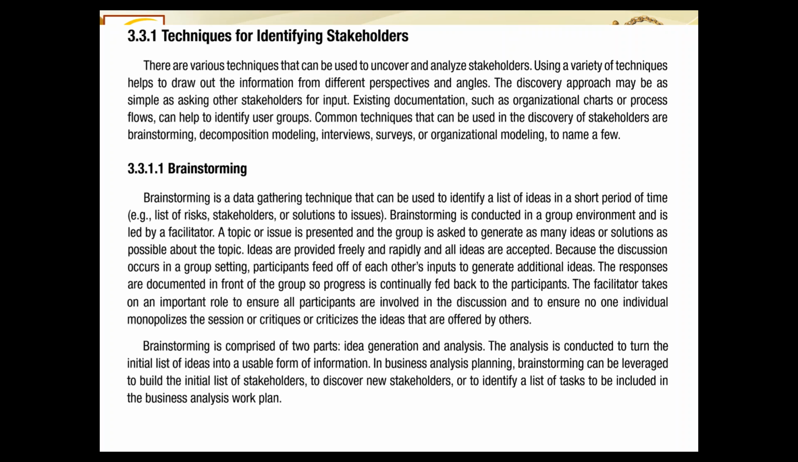So brainstorming is comprised of two parts. One is idea generation and the other is analysis. The analysis is conducted to turn the initial list of ideas into a usable form of information. Business analysis planning brainstorming can be leveraged to build the initial list of stakeholders, to discover new stakeholders, or to identify a list of tasks to be included in the business analysis work plan. So it could be for many purposes. Normally it is done for identification: identification of tasks, stakeholders, activities, risks, or whatever you want. This is the idea generation phase, and then in analysis you shortlist them. The voting process I told you about was from the analysis part.